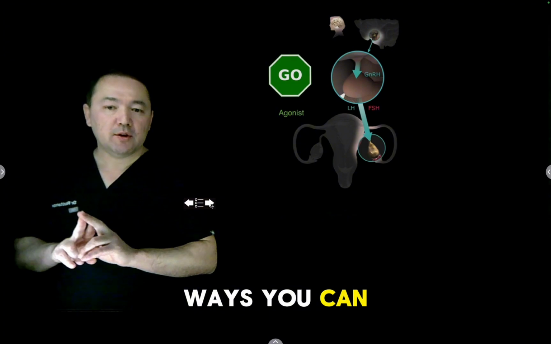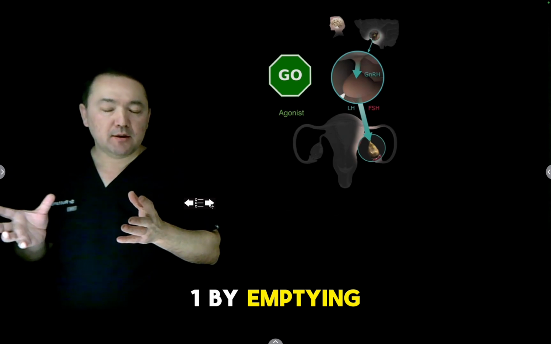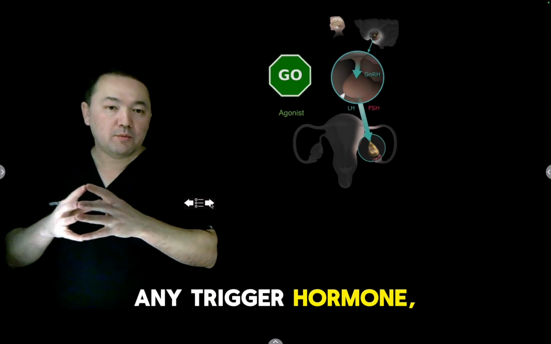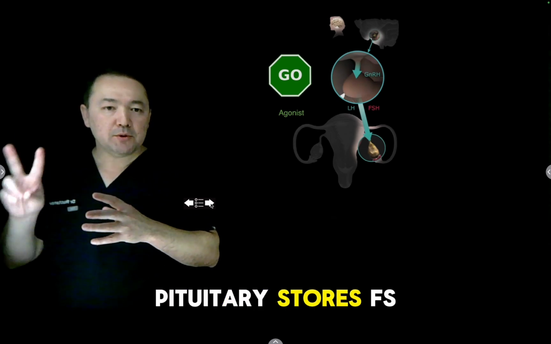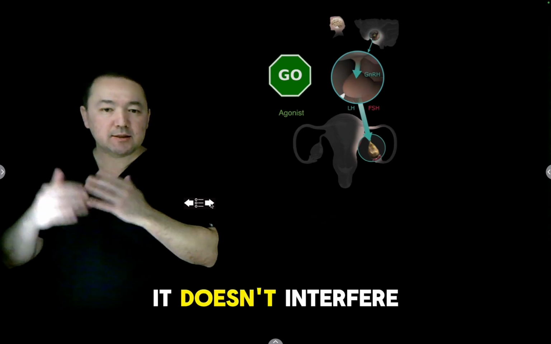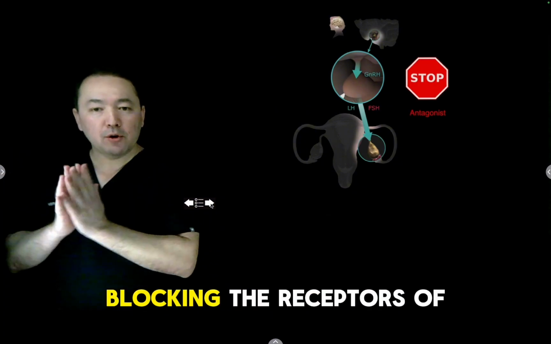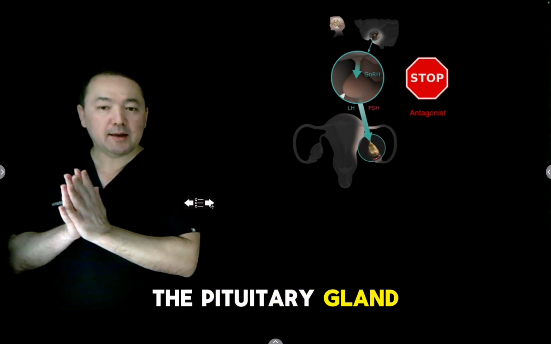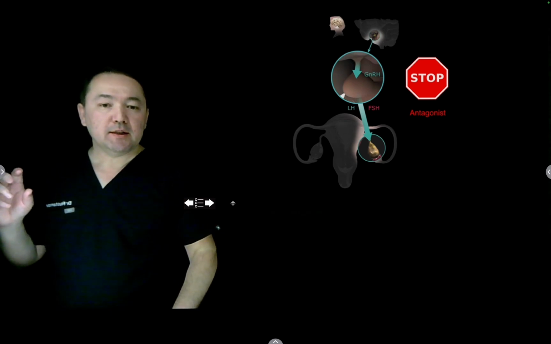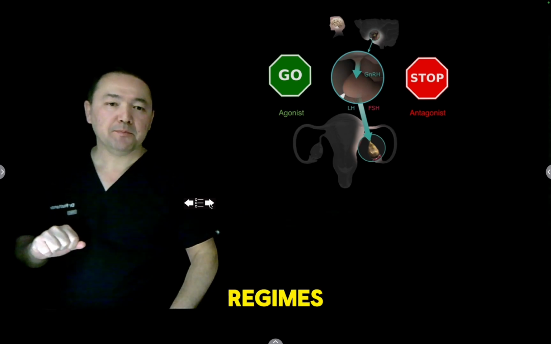There are two ways you can shut down the pituitary gland during an IVF cycle. One is by emptying the pituitary gland so that it doesn't have any trigger hormone, LH, left inside. The pituitary stores FSH and LH, so you really want to empty it so that it doesn't interfere with stimulation. The second way is by blocking the receptors of the pituitary gland so that it doesn't sense that there are follicles ready for ovulation. These down regulation regimes are called agonist and antagonist regimes.